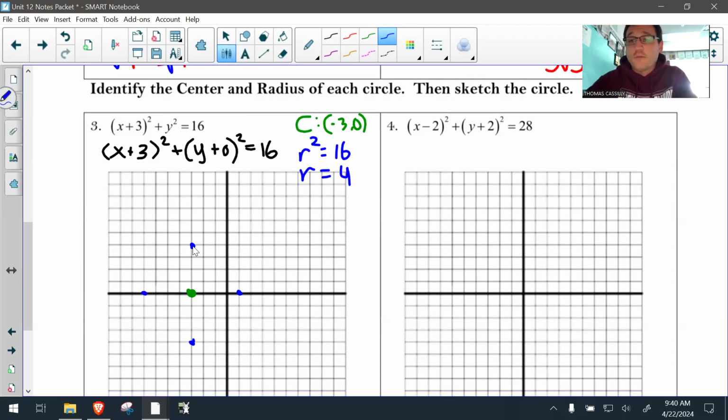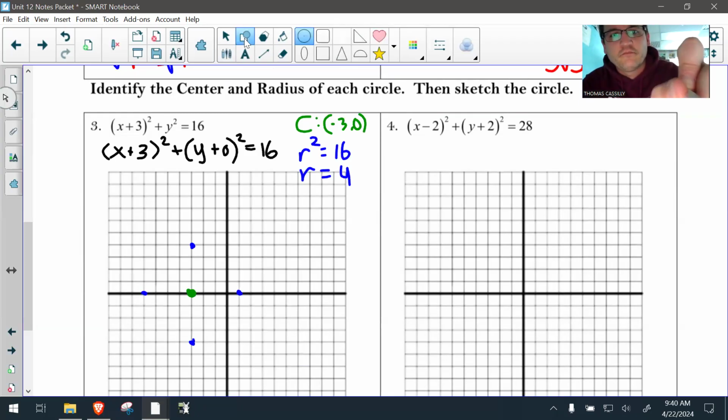All right, if you have a compass, great. So I can cheat. I can make circles on this thing. Start at your center and then just move it out. That is a circle of radius 4. So there we have it.